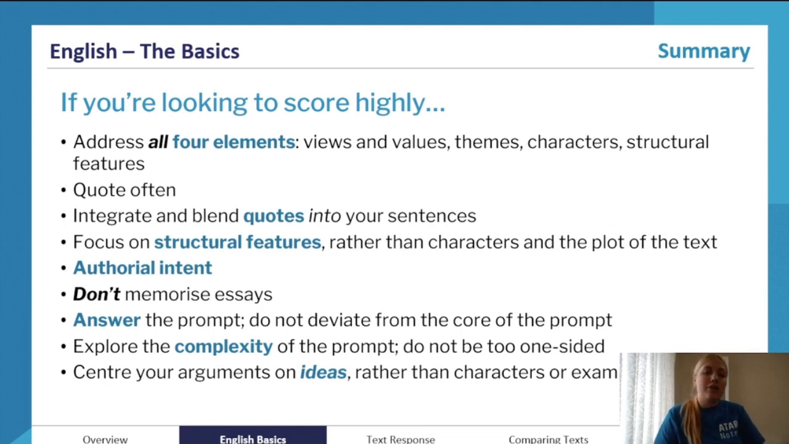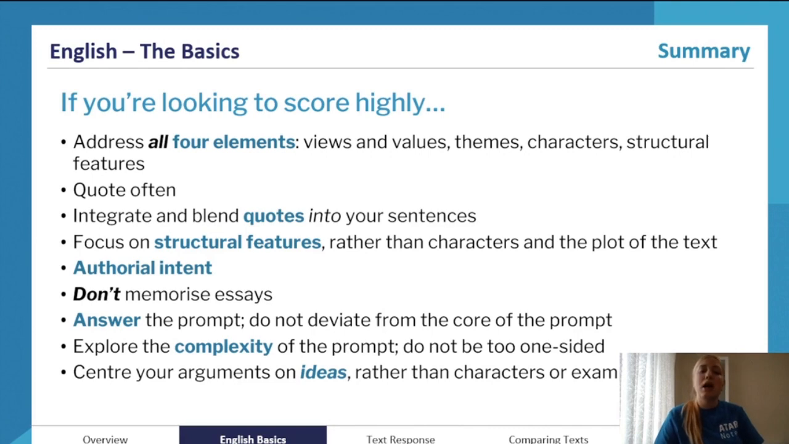So overall, if you're looking to score highly in English, you need to aim to address all four elements of a text. So your views and values, themes, characters, and structural features. You need to have lots of quotes. A good indicator, say for text responses, is to have at least 4 quotes in a body paragraph, but hopefully more if you can combine quotes together and analyze them in one go as if they were almost one quote. Try to integrate and blend quotes into your sentences. They need to flow nicely with your sentences.